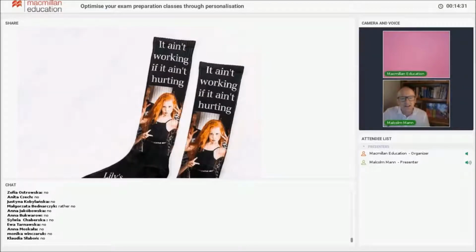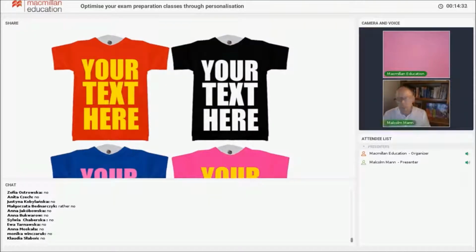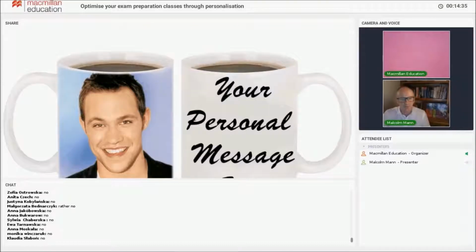That's personalization. You can personalize your clothes. You can have socks with whatever wording you like on. You can personalize furniture. This person has personalized their furniture by adding text to each drawer. More clothes. We love personalizing clothes, especially t-shirts. You can have a personal mug with your own personal message.